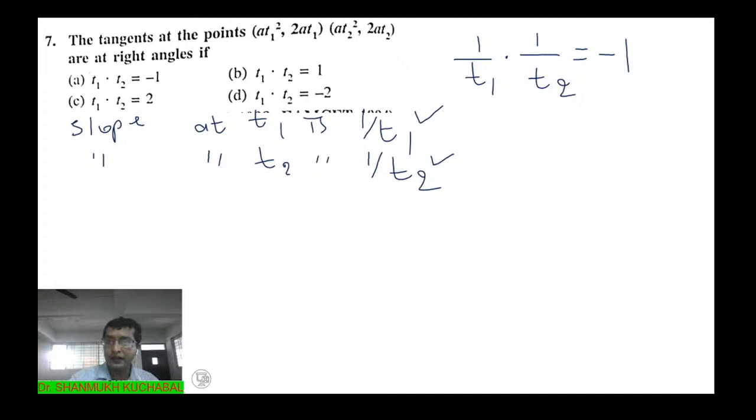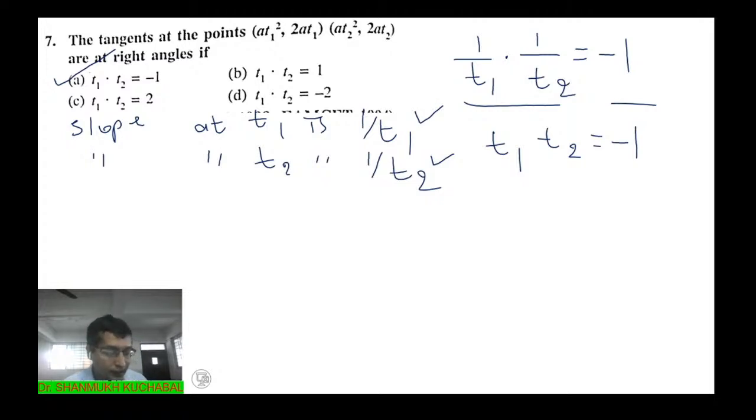So now we will take the reciprocal of this expression. So 1 upon t1 into 1 upon t2 equals minus 1. So this is the condition of the tangents which are at right angle. Therefore this is clearly there in option A. Therefore the right answer is t1 into t2 equal to minus 1.